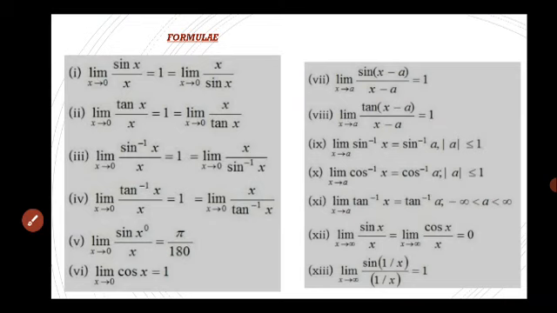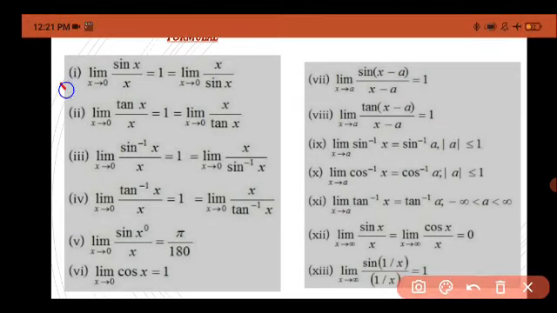Next, some formulae are there. The first formula is limit of sin x divided by x as x tends to 0 is equal to 1 always. If we reciprocate it, then also we will get the same. Similarly for tan x, sin inverse x, tan inverse x. Limit of cos x as x tends to 0 is equal to 1. Sin(x minus a) divided by (x minus a) is equal to 1 if x tends to a. Similarly for tan also, sin inverse, cos inverse, all these formulas.